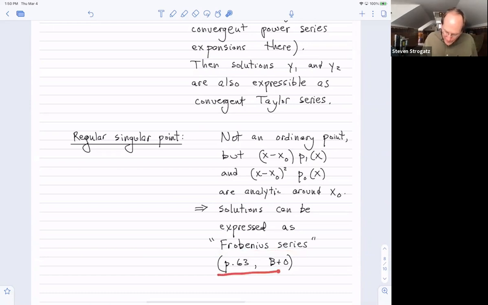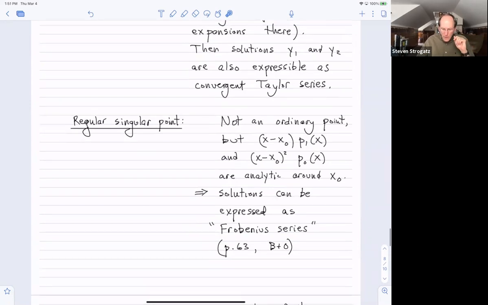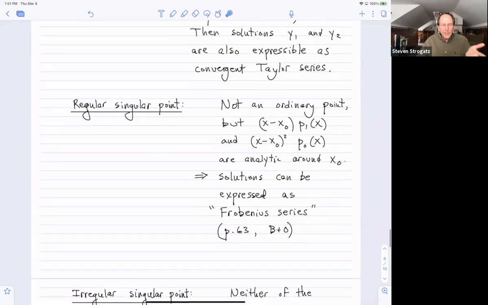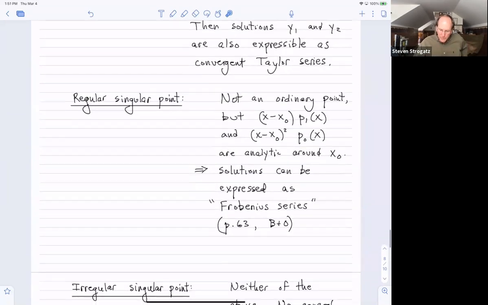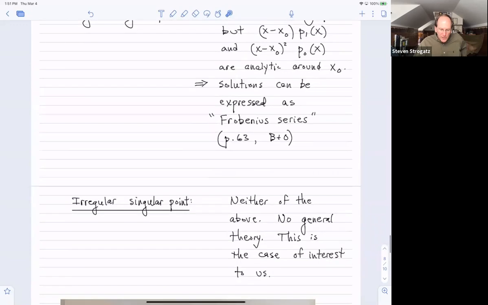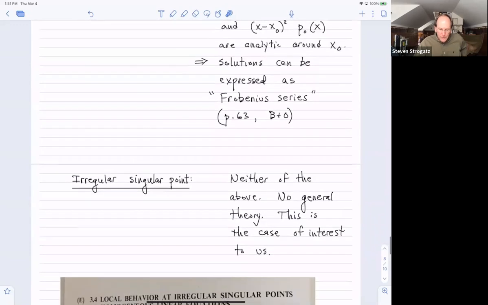And this whole thing is worked out in the book around page 63 and also in later sections. This is a very classical theory from the 1800s. And I'm not going to talk about that either because these things have a whole big apparatus for dealing with them. The interesting case is when it's neither of the first two. If you have an irregular singular point, so neither of the above, then, as Bender and Orszag emphasized, there's no general theory for this case.